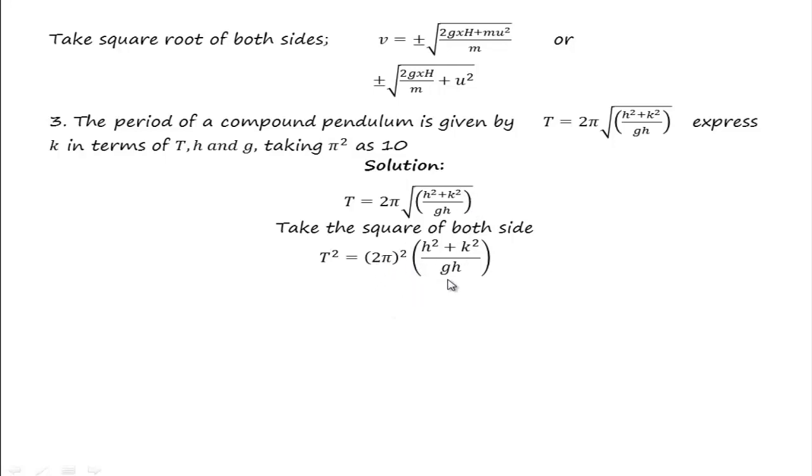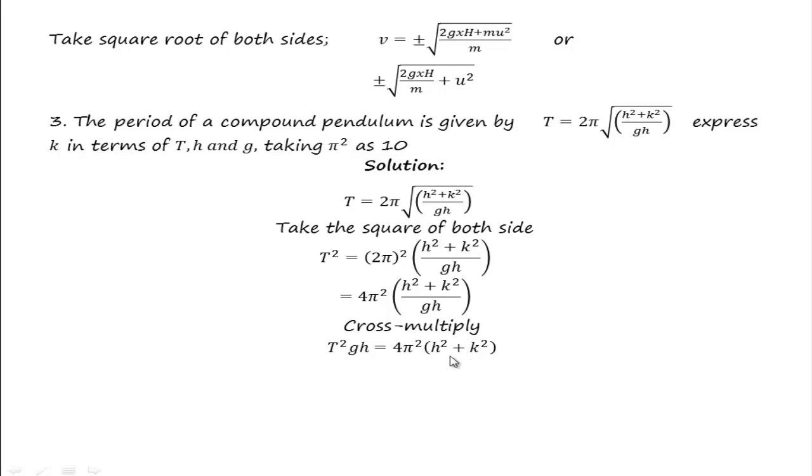So now, having done that, you can cross multiply. You know, gh is all in this denominator. You now say T squared times gh, and we just expand this one, which is 4 pi squared. Are you seeing it now? So you can cross multiply, as I said, which is now going to be T squared gh equals 4 pi squared open bracket h squared plus k squared.